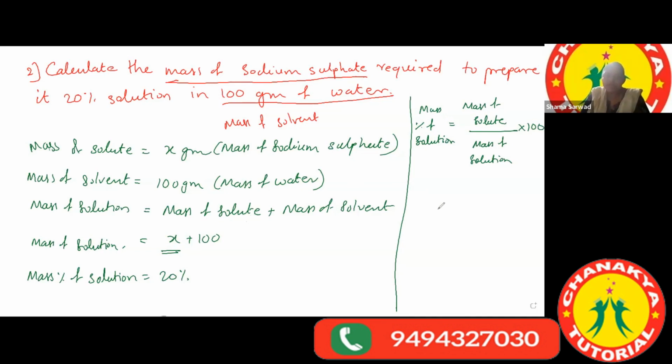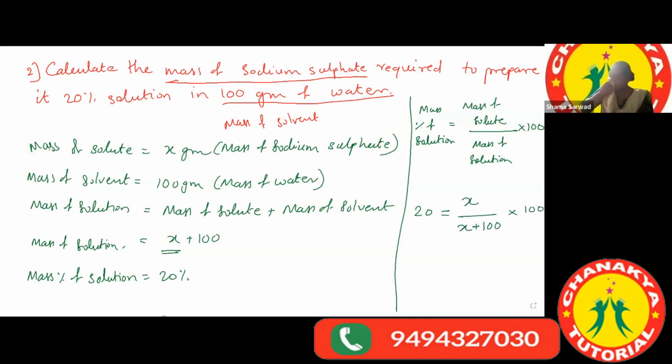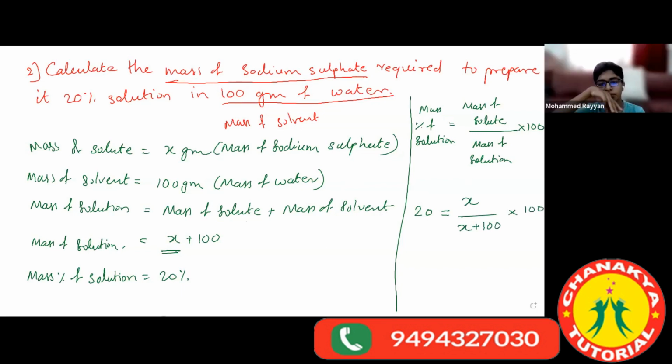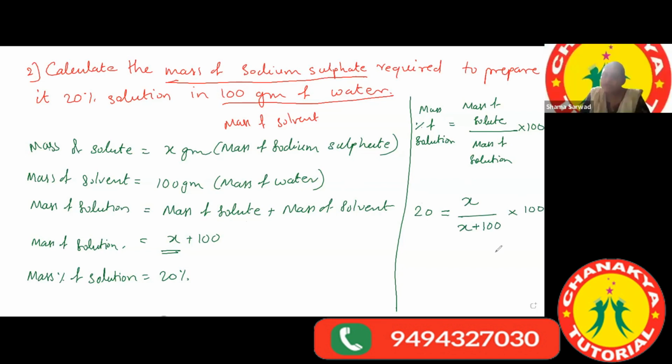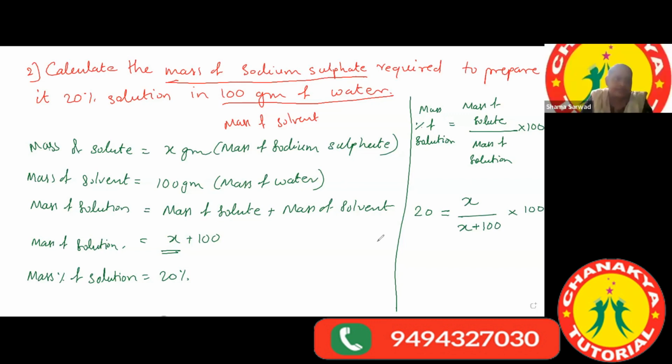Mass percentage of solution, which is given in your problem, is 20. Mass of solute we don't know, that is X we have assumed. Mass of solution is X plus 100, multiplied by 100. Correct? So only this equation you need to solve. If you calculate the value of X, you will get your answer. Clear? Ma'am, is the answer 10 gram right?